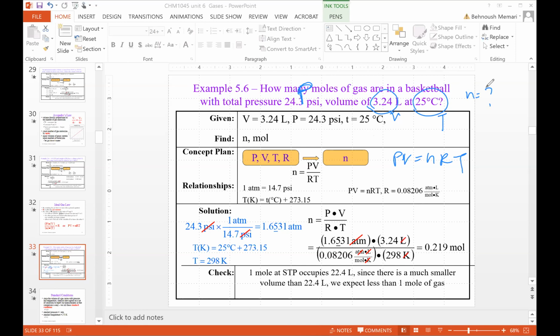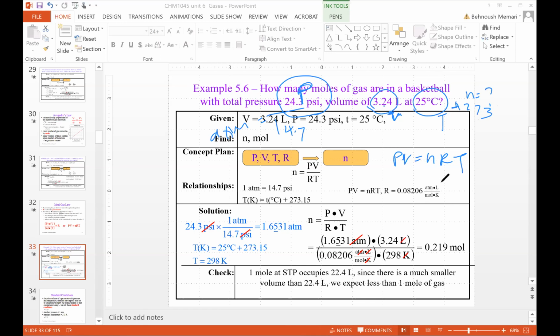Are the units proper or no? Temperature in Kelvin or Celsius? Which one? Temperature must be in Kelvin, so we have to add 273 here. Volume, is volume okay? And what about pressure? What should be the unit for pressure? ATM, and it's given as PSI. So we have to divide this by 14.7 in order to change it to ATM. So the units for pressure and temperature must change.